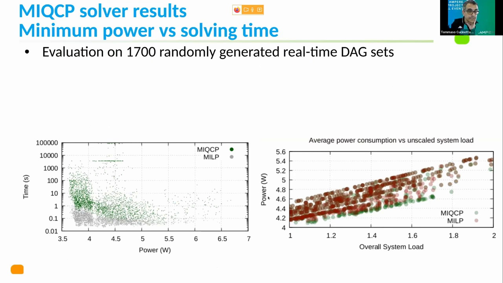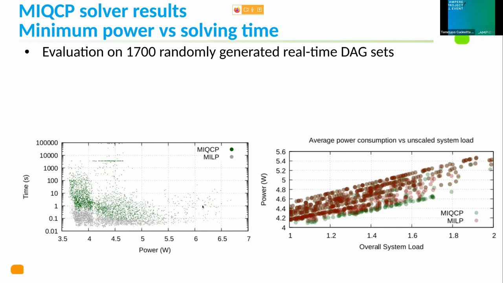So these are a few experiments we did to evaluate the approach, the optimizer. You can see in this plot on the x-axis the optimum power consumption obtained on a problem that was configured to minimize the power consumption, and on the y-axis the optimization time, so how long it takes to perform this optimization. We have here 1,700 randomly generated real-time DAG sets with different characteristics, with more tasks or fewer tasks, with more DAGs or fewer DAGs. And here you can see that there's a big heterogeneity of situations. You may have real-time DAG sets that get optimized in a few seconds or a fraction of a second, and others that take a very long time, reaching up to hours or beyond. And our mixed integer quadratic constraint programming provides us with the optimum solution.